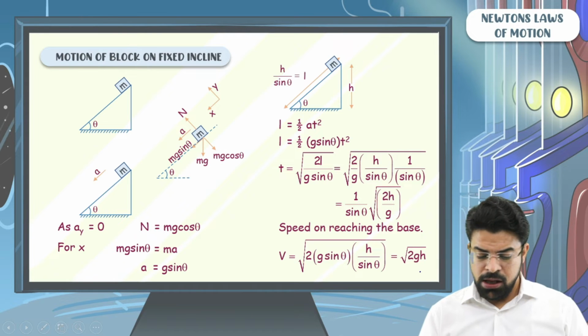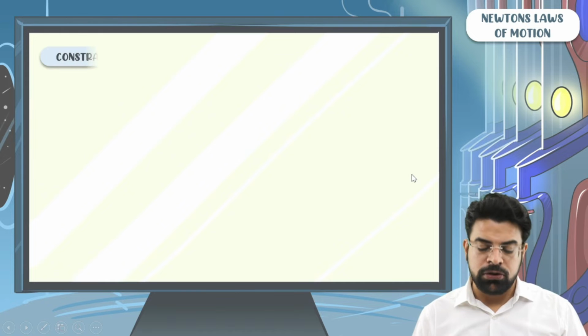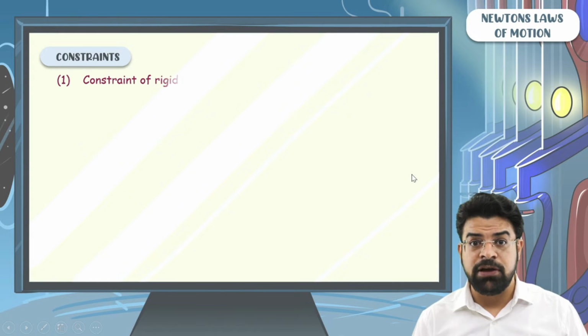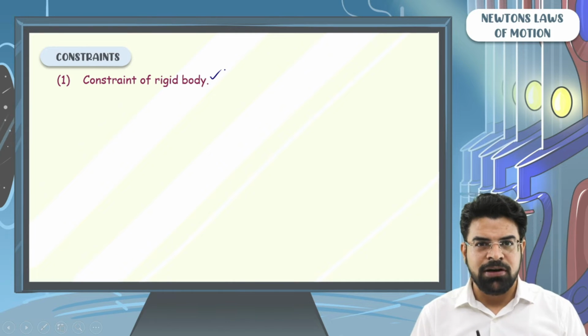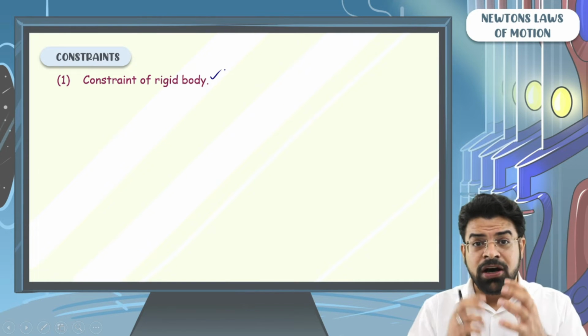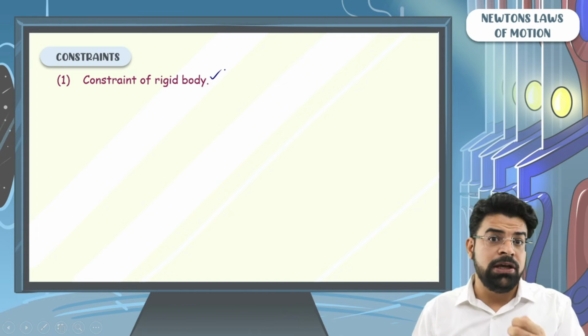Okay. Moving on. So now we will talk about constraints. And the first type of constraint we are going to discuss is the constraint of rigid body. What is a rigid body? A rigid body is rigid. So a rigid body can't be compressed. A rigid body can't be elongated. A rigid body is rigid.